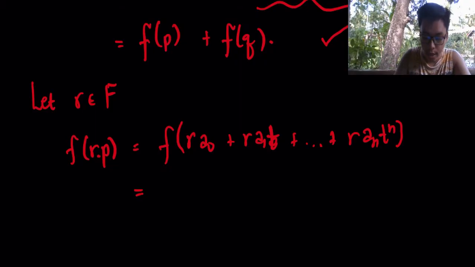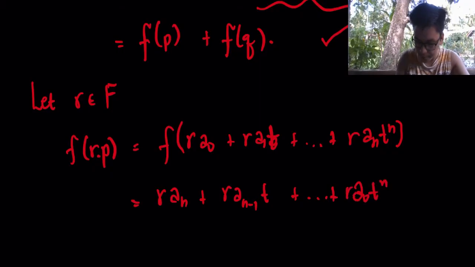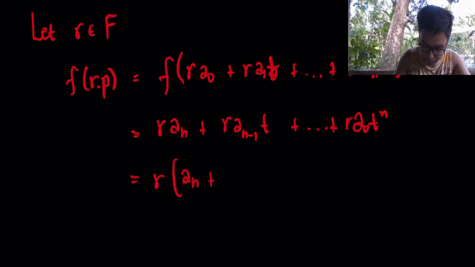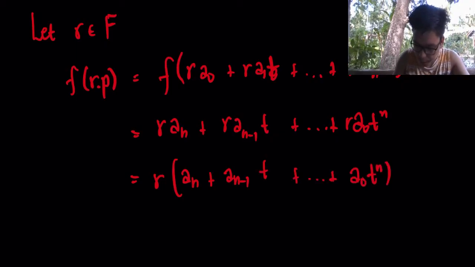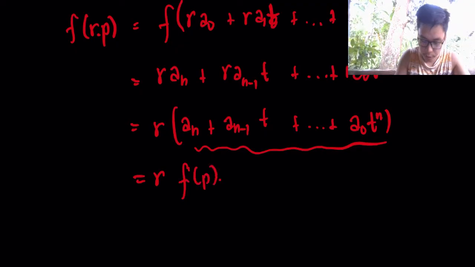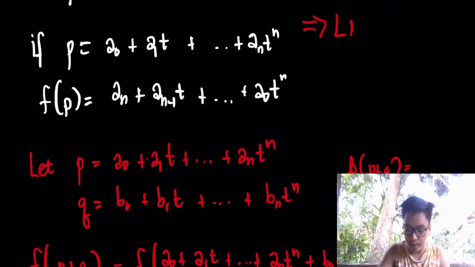Now, by definition, r here is just a coefficient, so nothing will be changed with that. So I would get r an plus, I would also have r an minus 1 t plus up until r a sub 0 t to the n. Okay, now r here is just part of a field, so I can extract r out from this polynomial. So I get r times an plus an minus 1 t plus up until a sub 0 t to the n. So r here, this is already our f of p. So therefore, condition 2 is satisfied, which implies that the mapping of this form is actually a linear transformation.